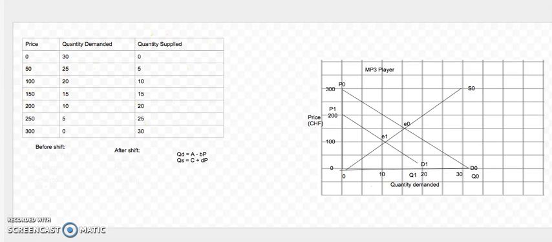Firstly, I want to find the function of the demand curve. Here's the general formula of the function of a demand curve, which I'm going to find first. So to find the function of the demand curve, which is shown here, this is the initial demand curve, I have to find the gradient, meaning B.